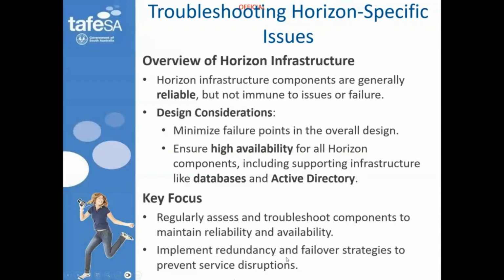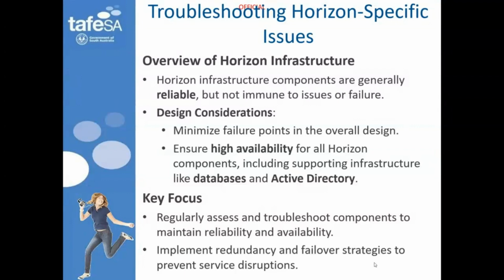Ensure high availability for all Horizon components, including supporting infrastructure like databases and Active Directory. So don't forget, we're using Active Directory groups for entitlements, aren't we? So if you've only got one domain controller that fails, no one can access anything. So it's not just Horizon infrastructure, it's everything else we need as well. Key focus: regularly assess and troubleshoot components to maintain reliability and availability. So it's not a one and done type situation. We have to do a regular review and troubleshooting.